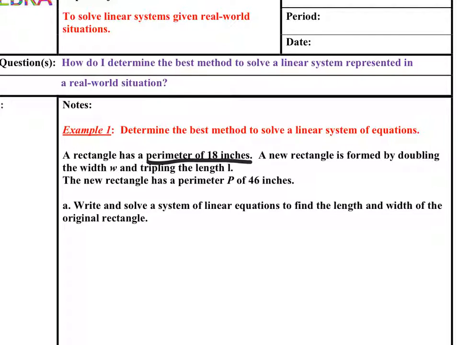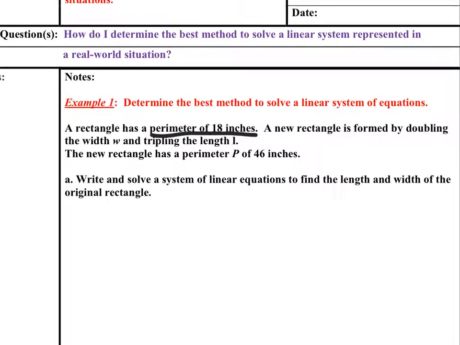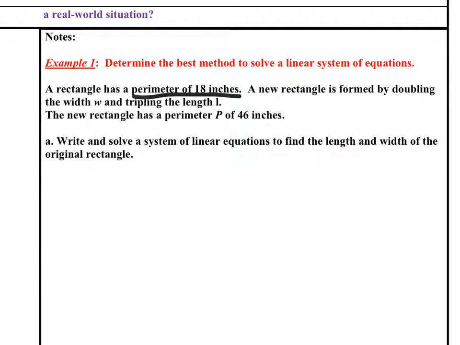A new rectangle is formed by doubling the width and tripling the length. The new rectangle has a perimeter of 46 inches. So we have a couple things going on. Let's just draw a rectangle and remind ourselves what that looks like, and let's go ahead and label the sides to help ourselves out.